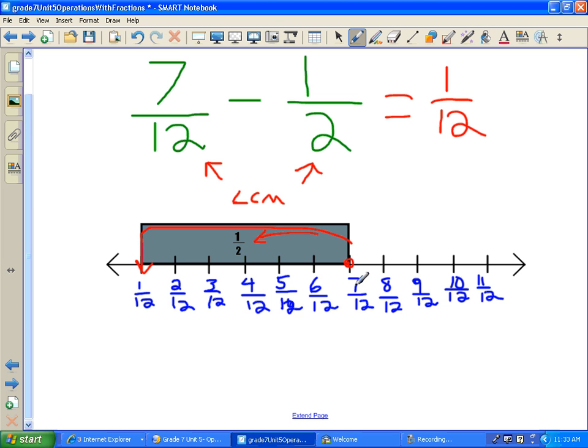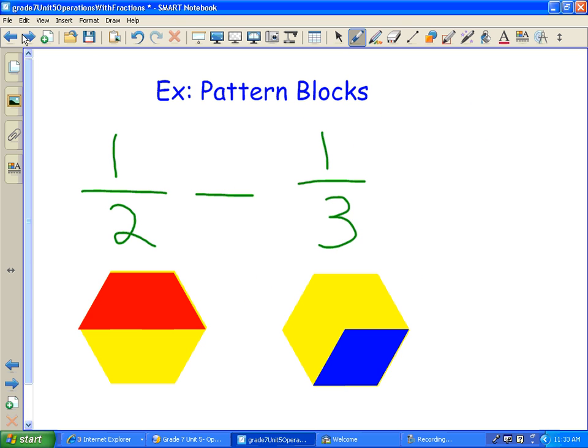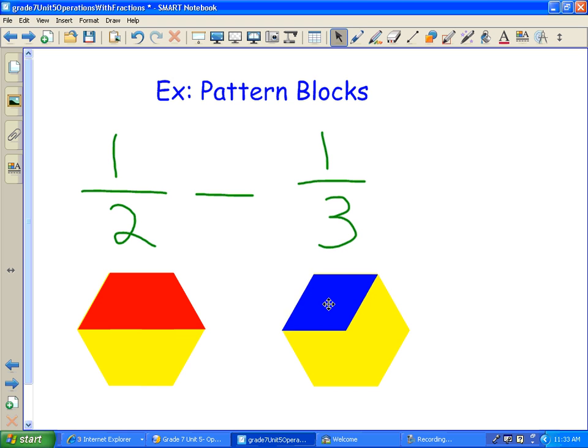So it's very simple to just take the fraction you're taking away, put it on your number line, and then see where you end up at the bottom. Let's try it with pattern blocks. So I've got my pattern blocks, and of course this represents the whole thing. I've got 1/2 of that shaded, and I'm going to take away 1/3 of my entire thing.